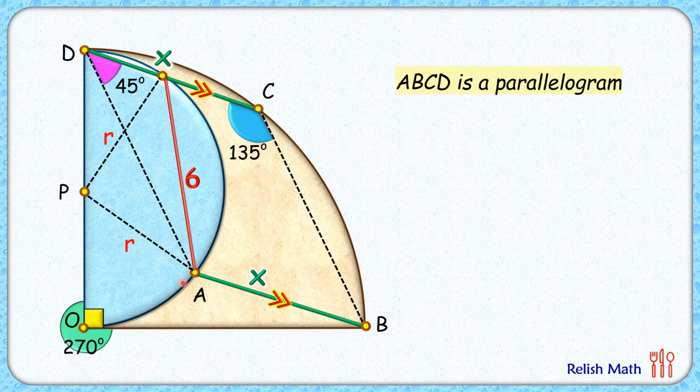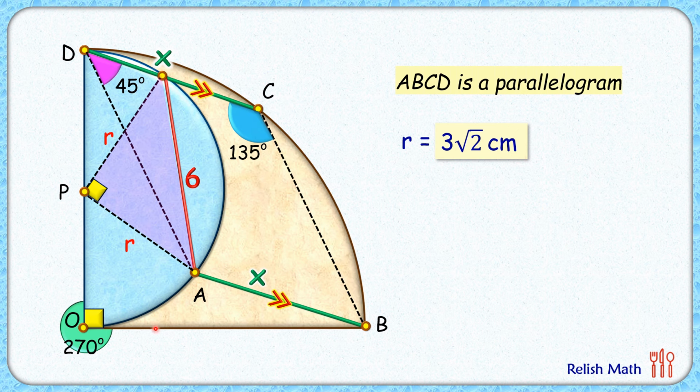Now, with respect to the blue semicircle, this red line segment is a chord which is subtending a 45 degree angle at the circumference. Thus, at the center, it will subtend twice that angle, or a 90 degree angle. Or we can say that this triangle is an isosceles right angle triangle. So, applying Pythagoras theorem and solving it, we'll get r as 6 upon root 2, or 3 root 2 centimeters.